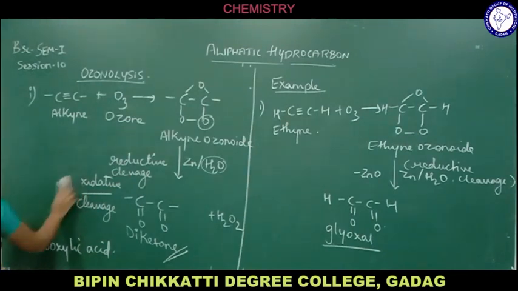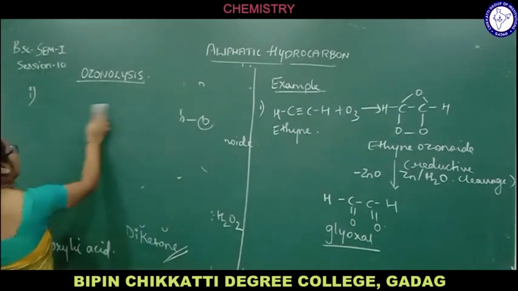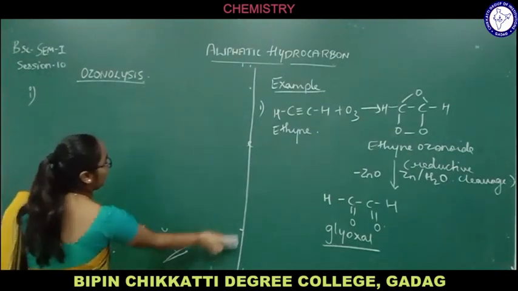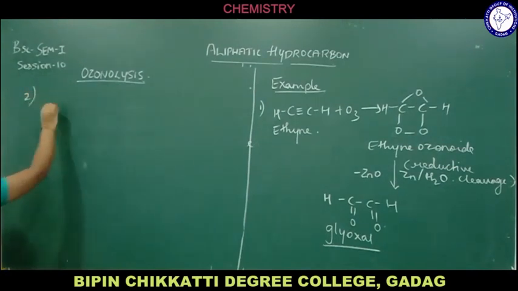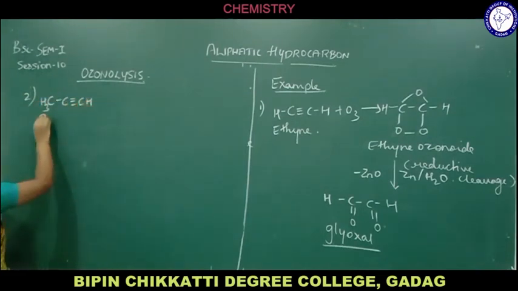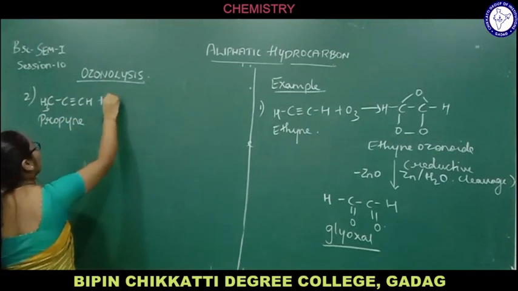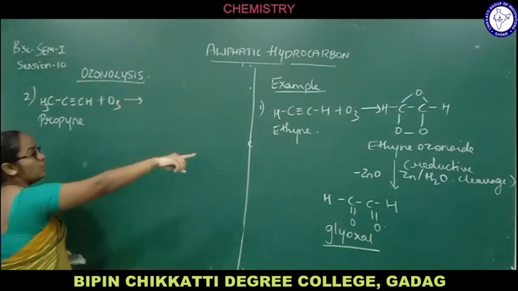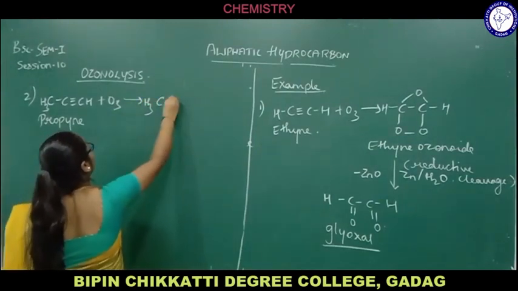Now let's take another general example. In this, the alkyne will be a different one. There we used ethine. Here in the second example we will utilize propyne. Okay. Now second example, I am going to utilize another alkyne, which is propyne. So what is this? This is propyne. So when the propyne is treated with the ozone, yes, it will lead to the formation of ozonoid, propyne ozonoid, right?